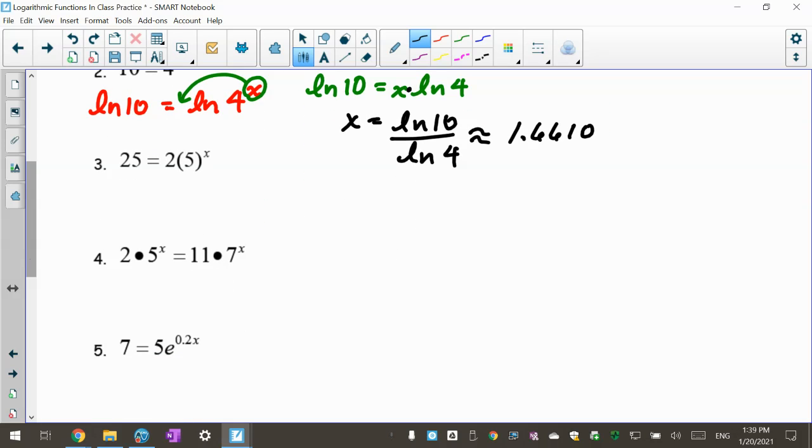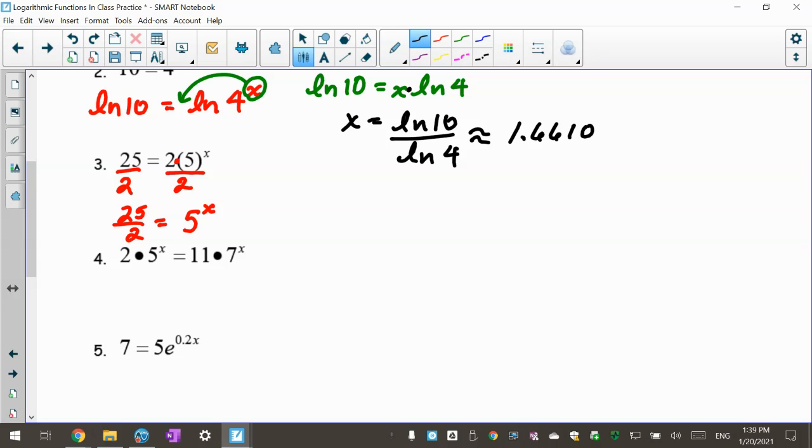So number 3 is a little bit different because now we're getting into, can I do some normal math? And I see that the 2 is hooked to the 5 to the x by multiplication. So I'm thinking I can divide both sides by 2. That is simplifying it before I even start doing anything. And I say, oh, yay, 25 over 2, and I want you to leave it that way, is equal to 5 to the x.